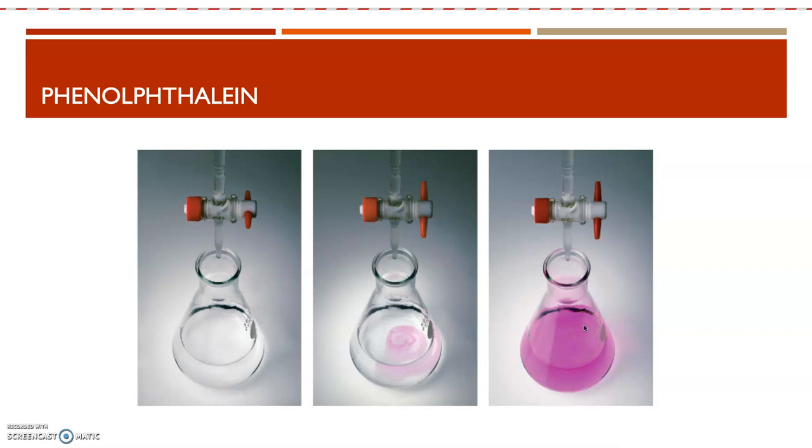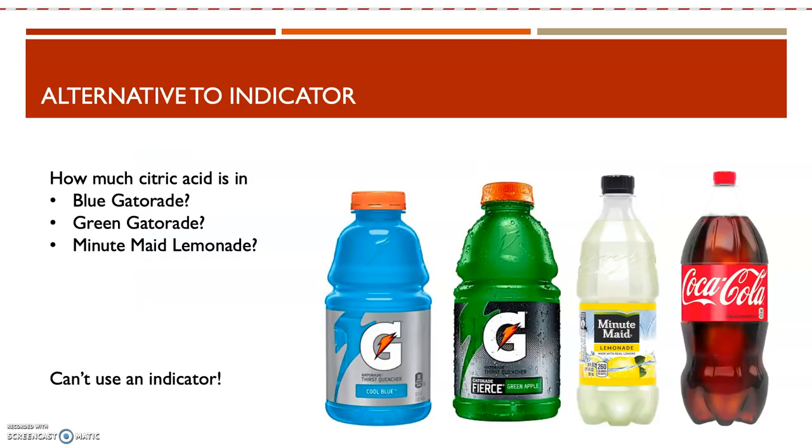Now, what's the problem with using an indicator for an acid-base titration? If we're going to look at how much acid is in a drink, for example, in Gatorade, that's blue or green, or Minute Maid lemonade, we can't use an indicator because these drinks are already very colorful. And so we are not going to be able to see a color change in these drinks if we're trying to measure how much citric acid is in a drink. So we need to look at the pH curve.